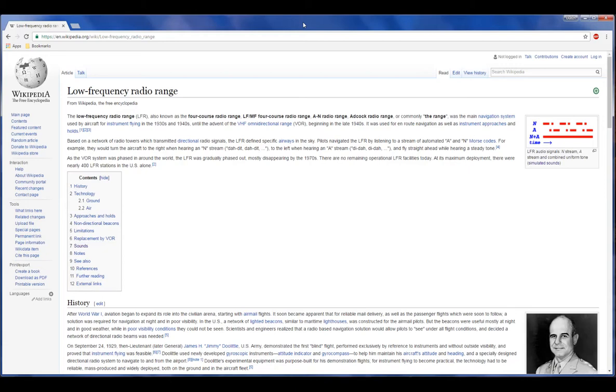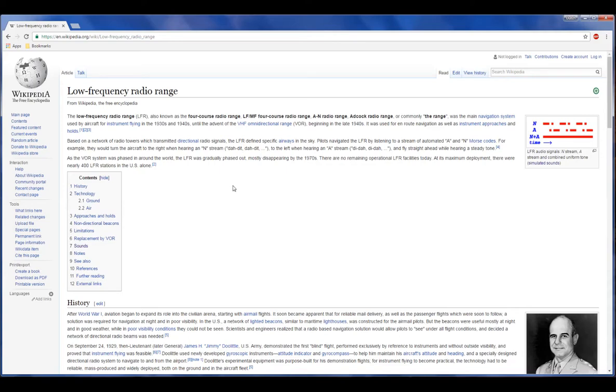Based on a network of radio towers which transmitted directional radio signals, the LFR defined specific airways in the sky. Pilots navigated the LFR by listening to a stream of automated A and N Morse codes. For example, they would turn the aircraft to the right when hearing an N stream, to the left when hearing an A stream, and fly straight ahead when hearing a steady tone.